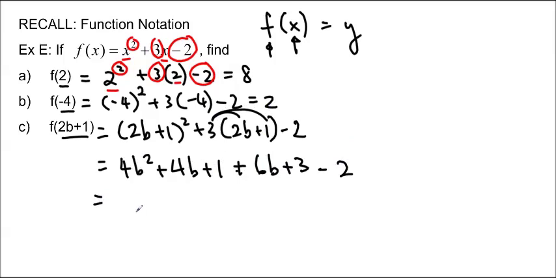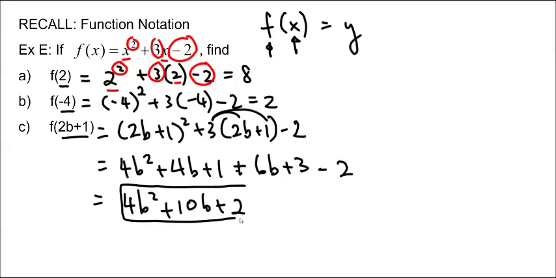And then I'm just going to collect like terms, so I get 4b squared plus 10b plus 1 plus 3, 4, minus 2 is positive 2. And even though you could technically common factor this, you should not, because we are in the simplest form with no brackets, and you should leave it that way.